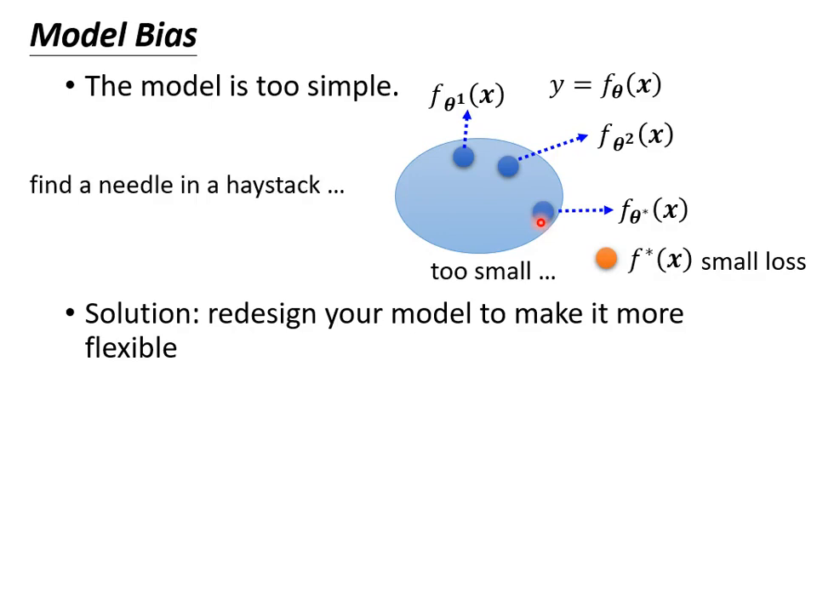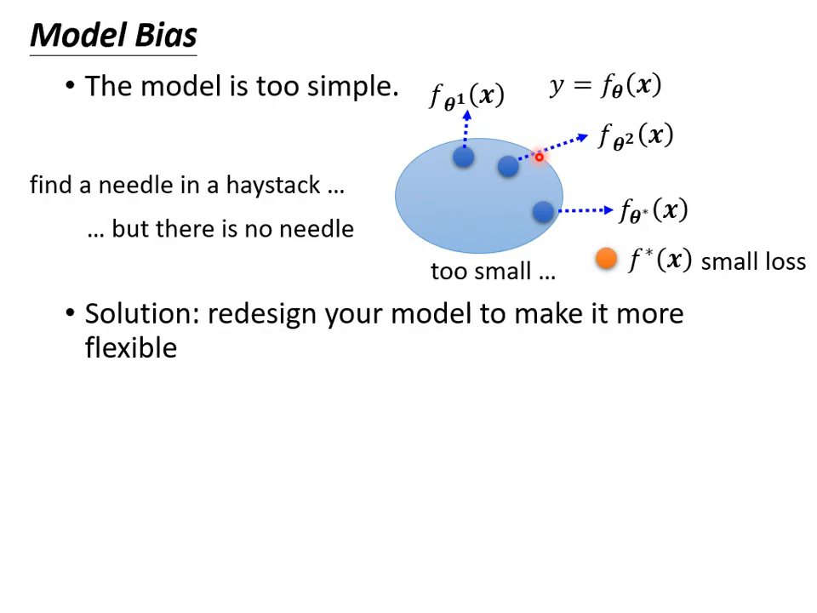This situation is just like trying to find a needle in a haystack. Here, the needle refers to a function with low loss. However, the needle is not in the haystack at all. In vain. You can't find the needle no matter how hard you try, because the needle is not in your function set at all. So, what should we do? We should redesign a model at this moment.